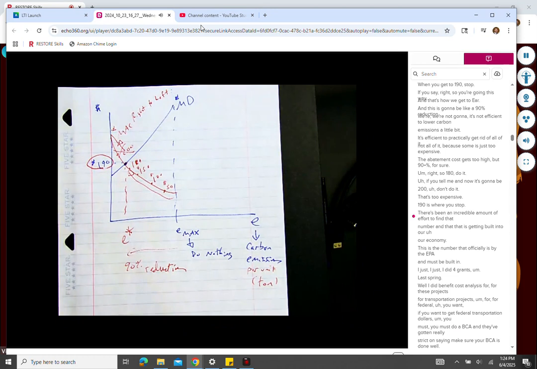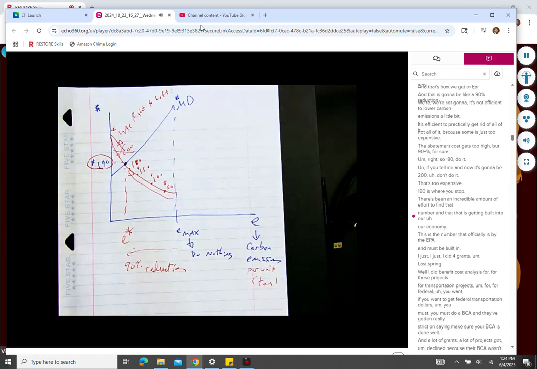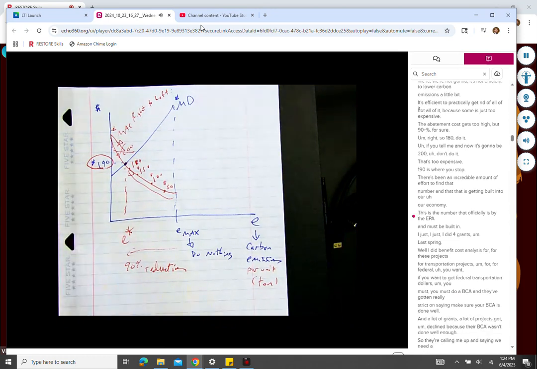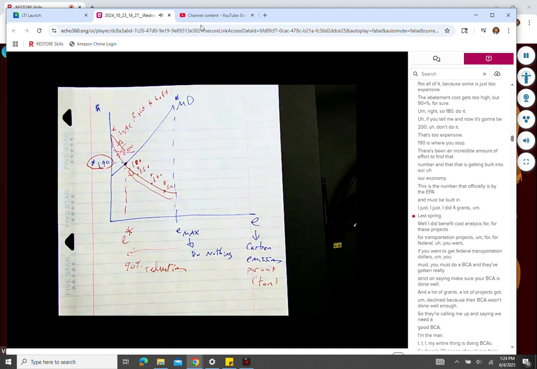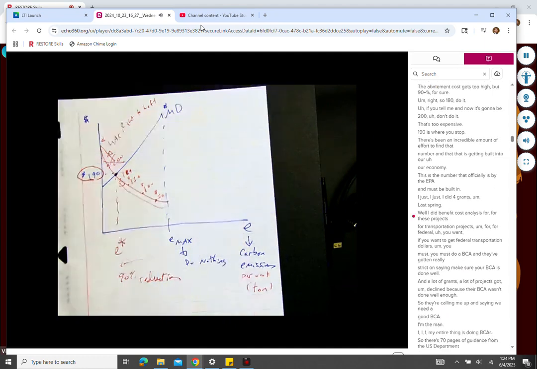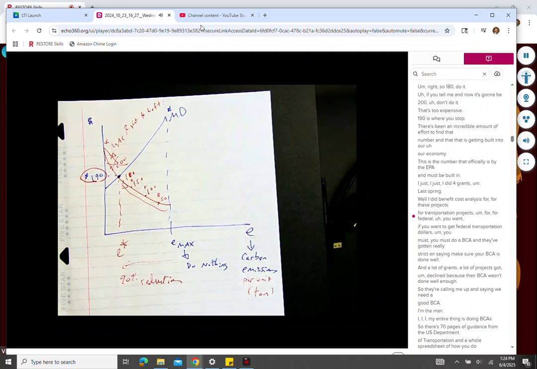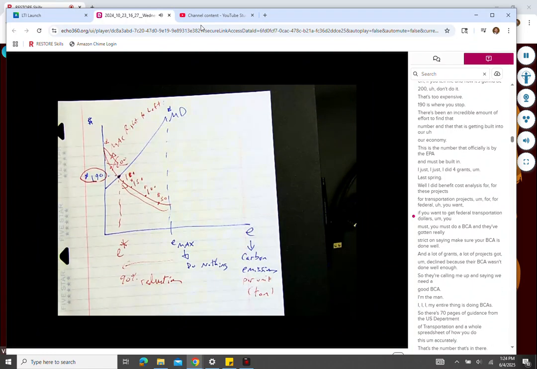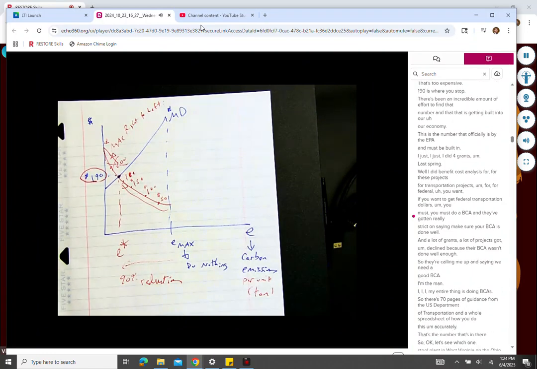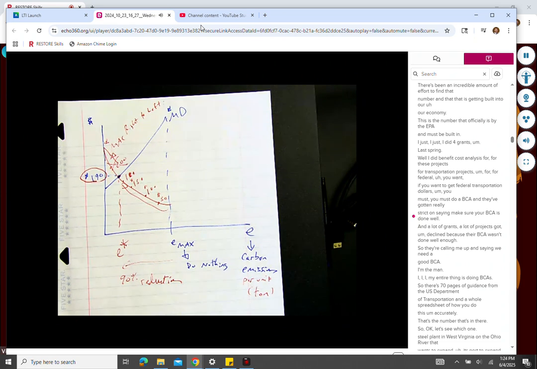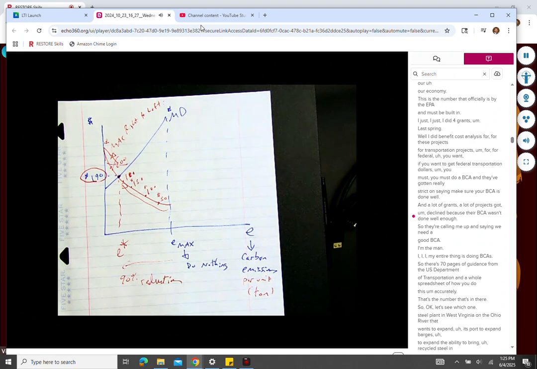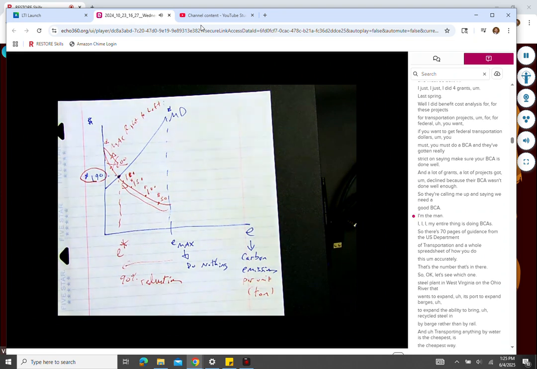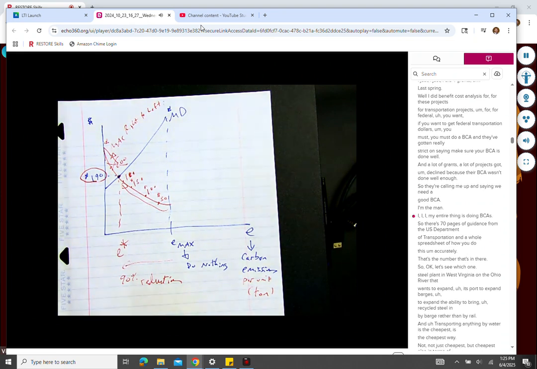But there's been an incredible amount of effort to find that number, and that is getting built into our economy. This is the number that officially is by the EPA and must be built in. I did 4 grants last spring where I did benefit cost analysis for transportation projects. If you want to get federal transportation dollars, you must do a BCA, and they've gotten really strict about making sure your BCA is done well. A lot of projects got declined because their BCA wasn't done well enough. So they're calling me up and saying we need a good BCA. I'm the man. My entire thing is doing BCAs.